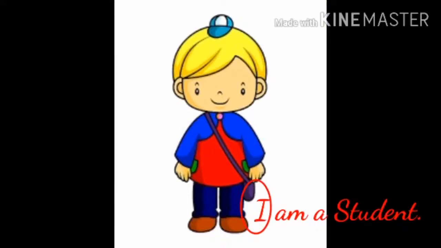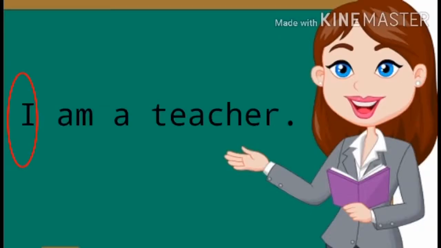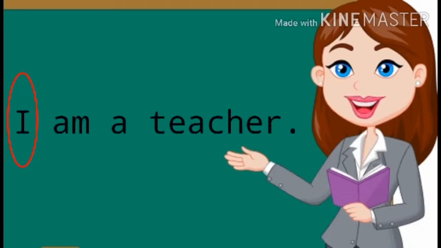I am a student. Children, how do you spell a student? S T U D E N T. Student. What is the pronoun used? I. I am a teacher. Children, how do you spell a teacher? T E A C H E R. Teacher. What is the pronoun? I.